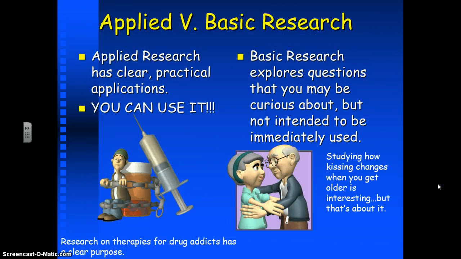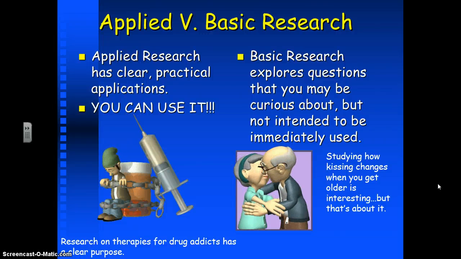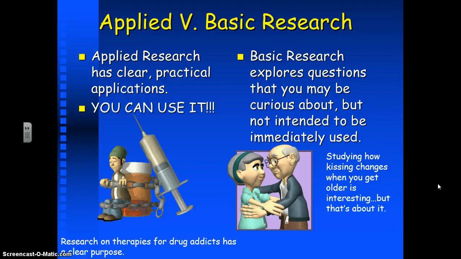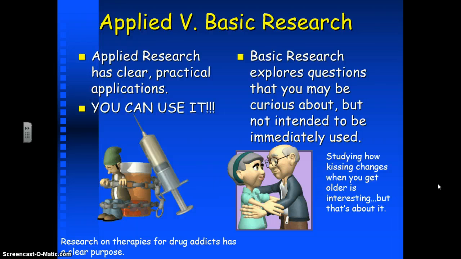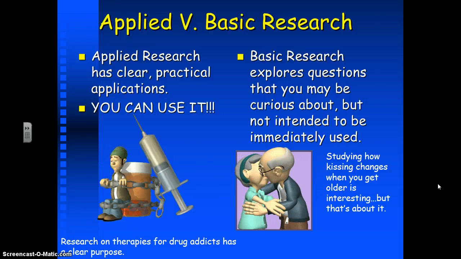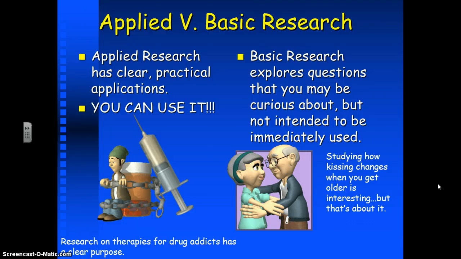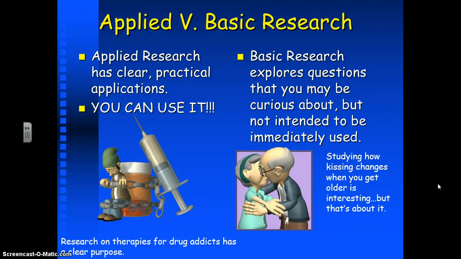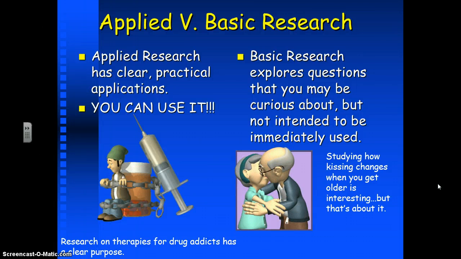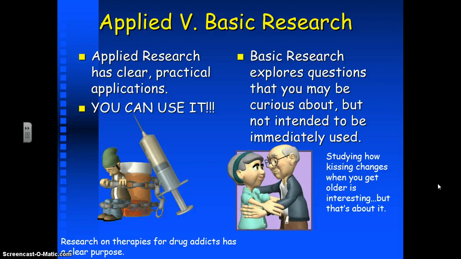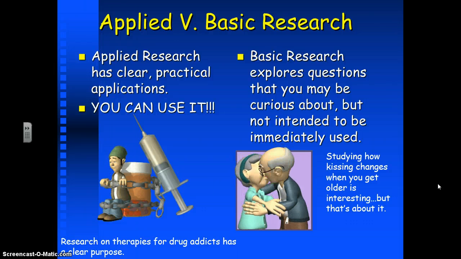Now, in terms of the research, there are a couple of different basic types of research. You can talk about applied research or applied psychology. Applied research has a clear practical application to it. You can use the information you gather. For example, research on therapies that are used for drug addicts. That has a very clear purpose to it.